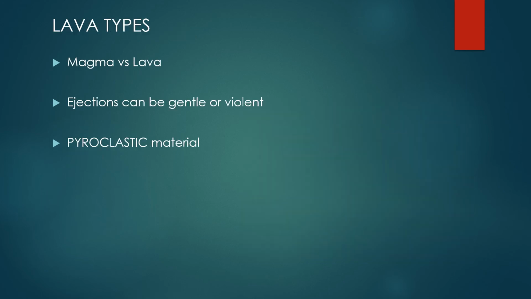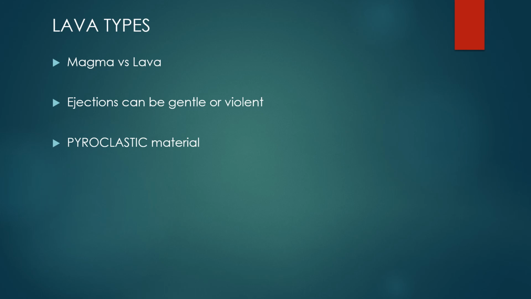There you go. Lava types. So you have magma versus lava. What's the difference? Magma is molten mineral material below the Earth's surface. Once magma hits Earth's surface, then we call it lava. Ejection of lava into the open air can be volatile and explosive, or it can be gentle and quiet. So it really depends on the type of lava and the silica content of the lava.